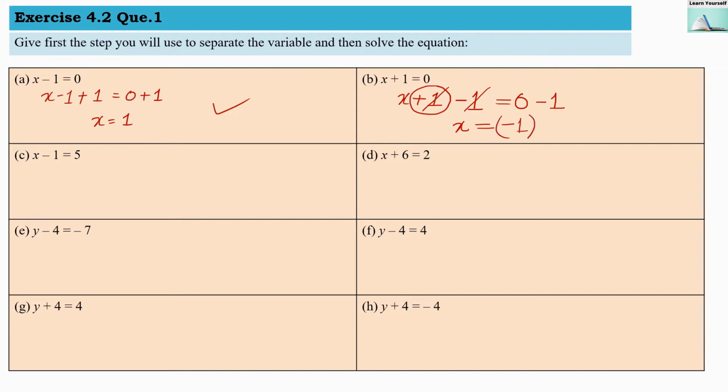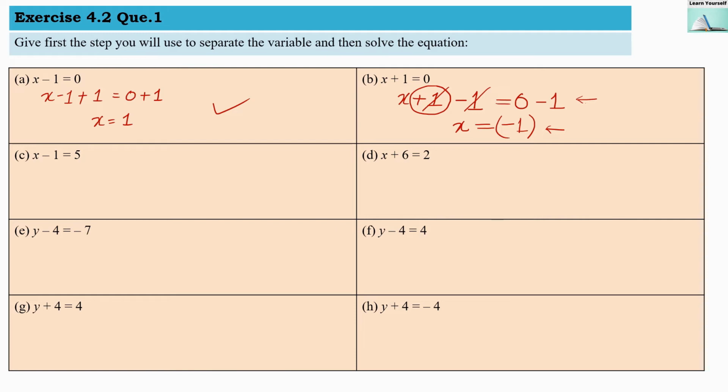So that is going to be my answer, that I have solved the equation over here and first I have separated the variable. So whatever sign will be there towards RHS with the number, we have to add the same number with opposite sign. Then only we can separate the variable.